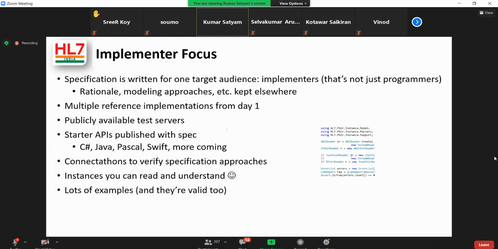There are actually, to make it useful for multiple developers in multiple languages, APIs and toolkits which are published in different languages: C#, Java, Pascal, Swift, and many more, right? One thing that is there, connectathons. So you guys would have participated in the connectathon last year that happened in India. If not, connectathons are a place where the implementers gather together and test out their implementation, and they actually flesh out their understandings of the spec.